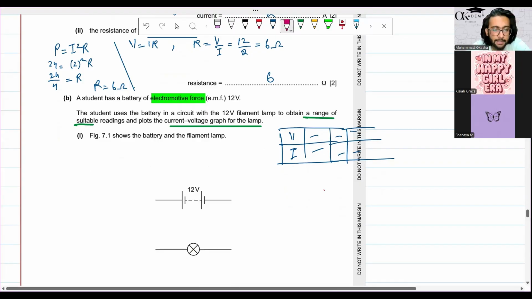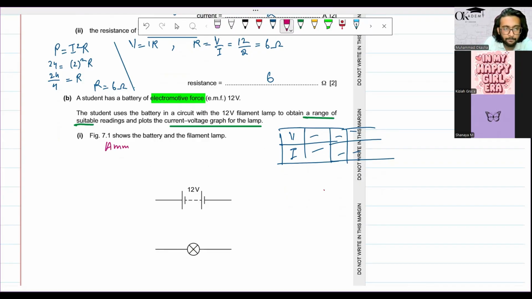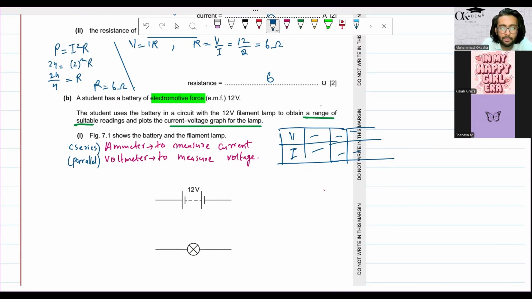Okay. And we also know that an ammeter is connected in series. So we need an ammeter to measure current, and we need a voltmeter to measure voltage. We know that the ammeter is connected in series with the circuit and the voltmeter is connected in parallel. And we need to obtain a range of values for the lamp, which means the voltmeter will be connected to the lamp in parallel. Right? And then we need an ammeter for the current around the circuit. The ammeter is connected in series. You can draw it like this, and there is your ammeter.